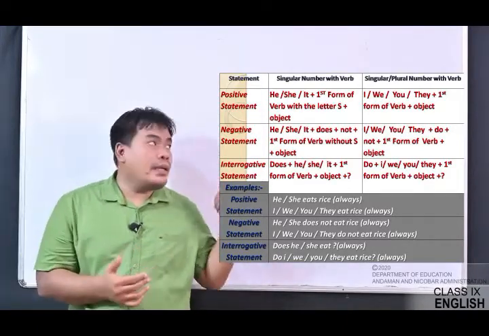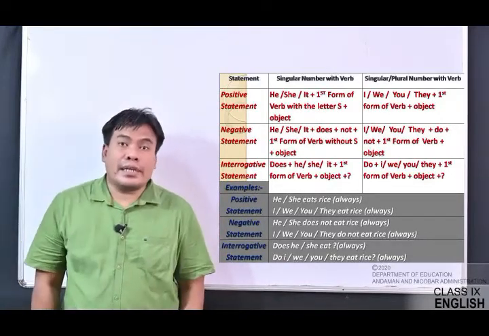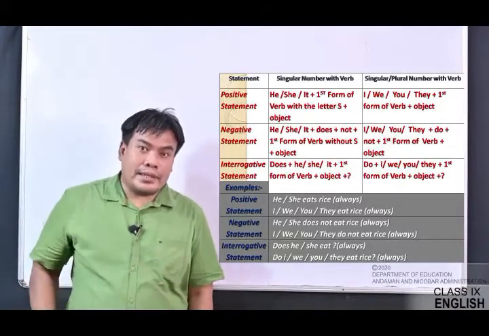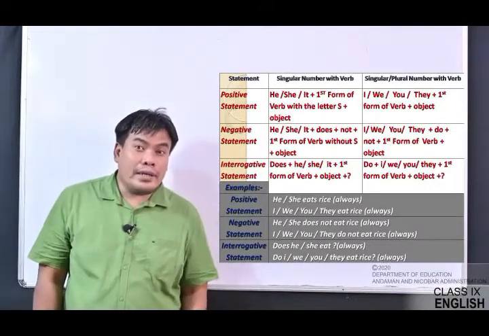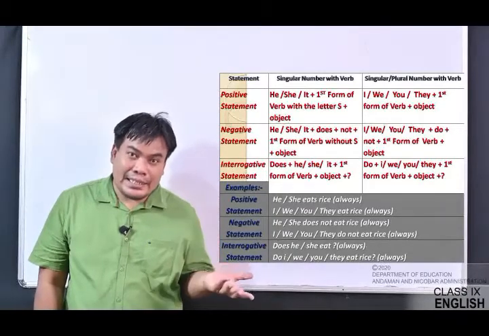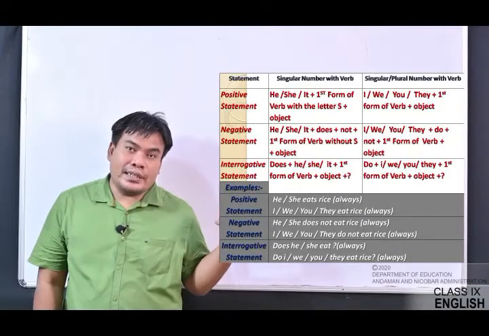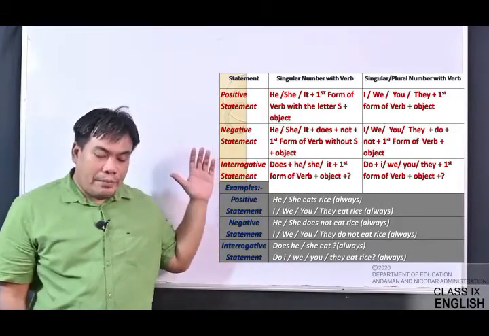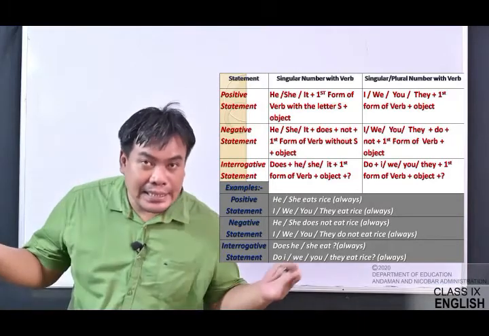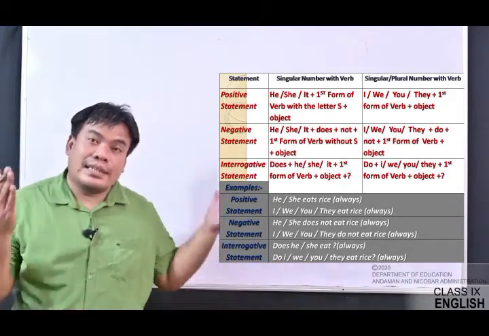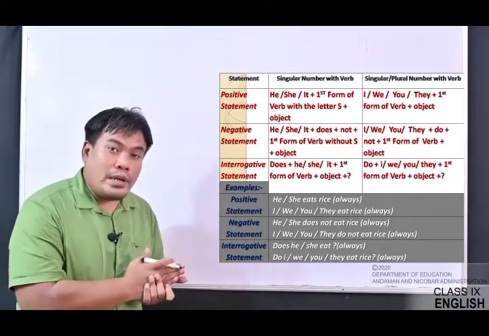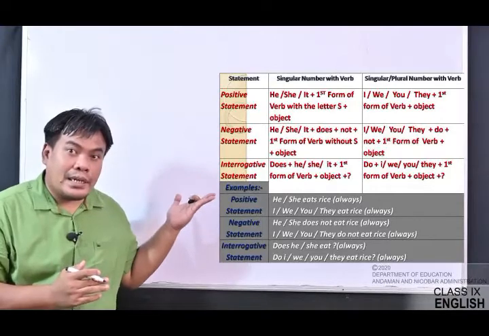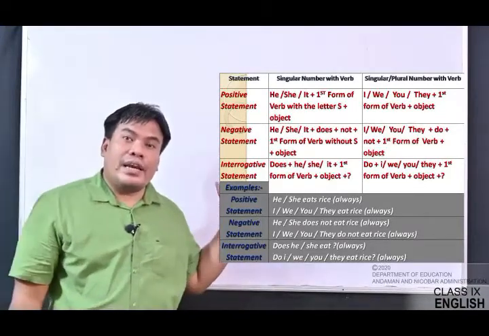That is called interrogative statement. So there it is. For statement, there's a column there: positive statement, negative statement, and interrogative statement. And singular number with verb, that you have to understand. For positive statement, what are the singular numbers? He, she, and it are actually the singular number. So you have to use he, she, it. For present indefinite tense, just look at the table. Properly try to understand what is given in the table, and we'll do the exercises later. He, she, it, plus first form of verb with the letter S plus object.